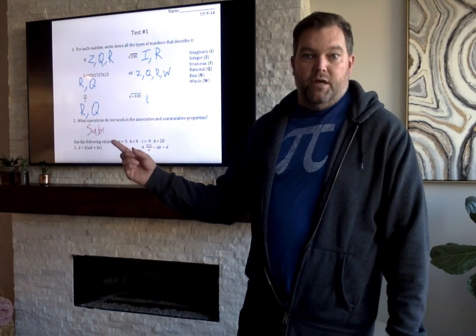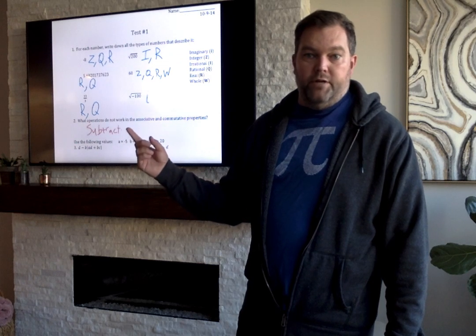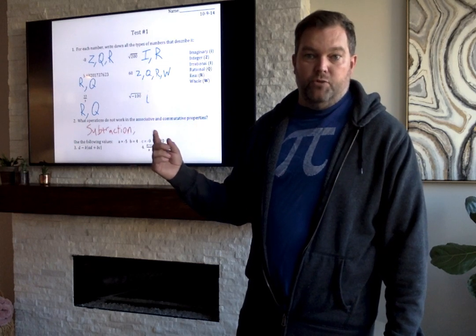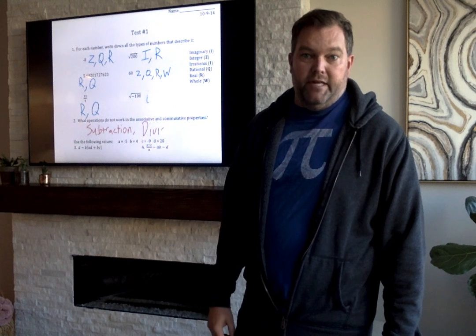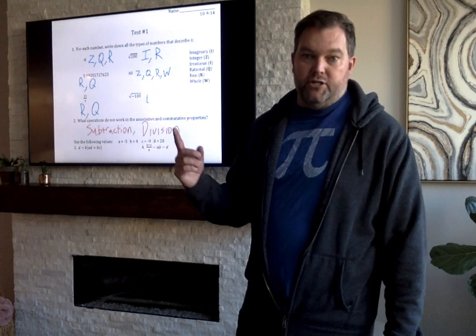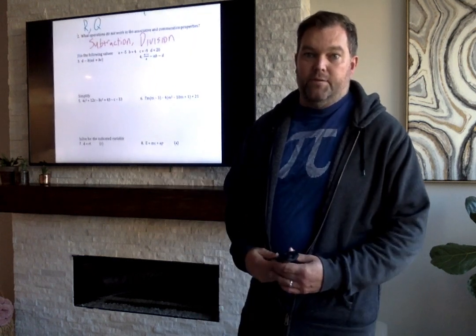Moving on. This next part: what operations does the commutative property and associative property not work for? Subtraction and division. They do not work.